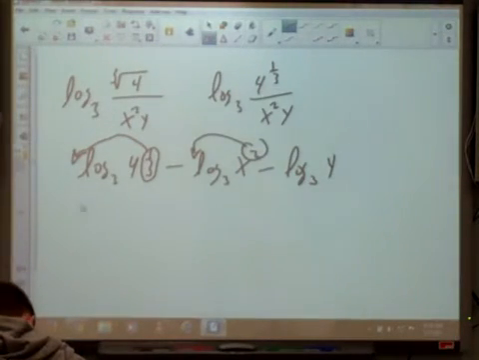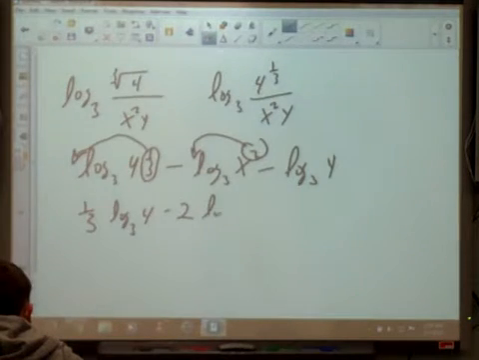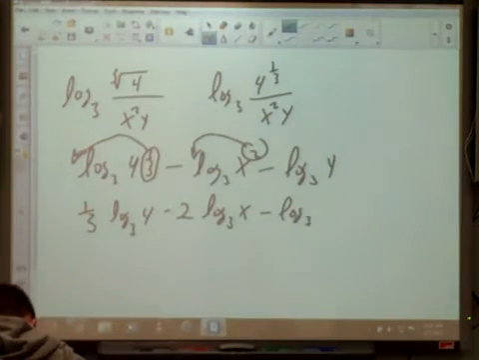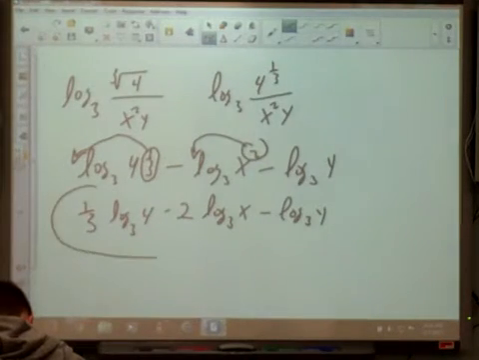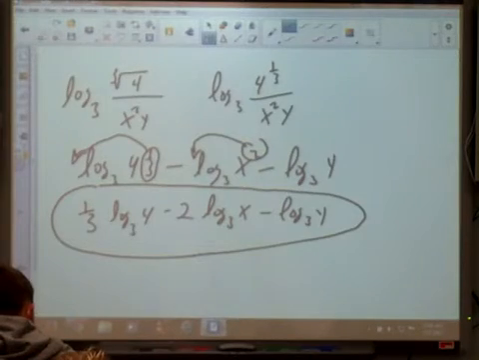So now this will be 1/3 times the log base 3 of 4 minus 2 times the log base 3 of x minus log base 3 of y. So that whole shebang there is your answer. Good job, Leah.